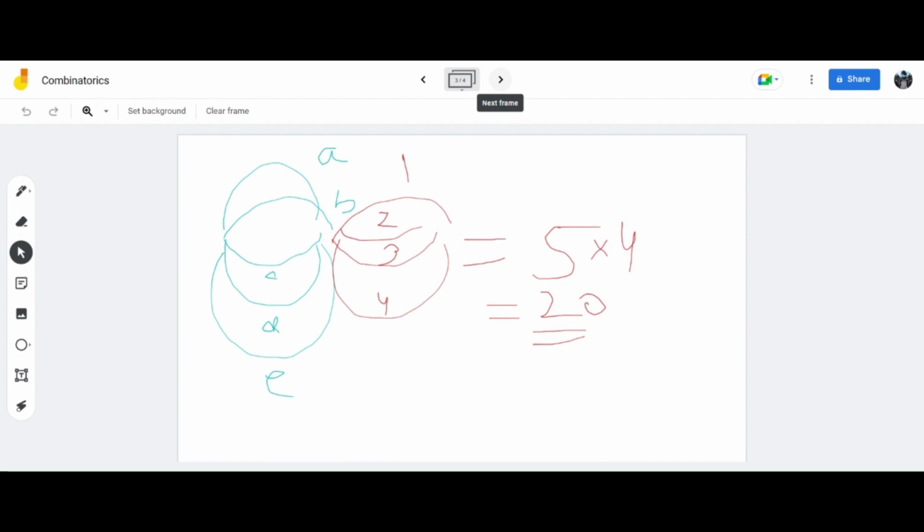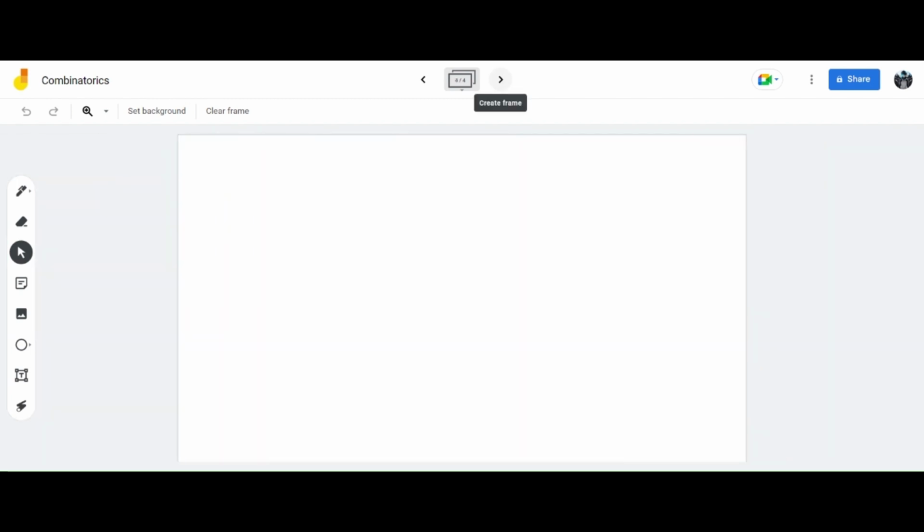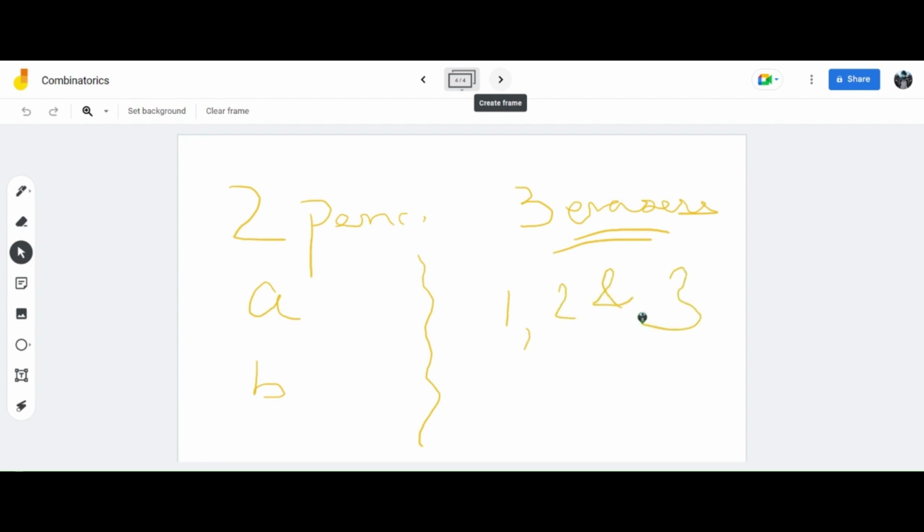Let's take a smaller example. Let's say we have two pencils and only three erasers. So, in how many ways can we pick a pencil and an eraser? Same question, but the numbers are different, and it will be easier to write all the examples. So it's the same. The pencils are A and B. The erasers are 1, 2, and 3. Right.